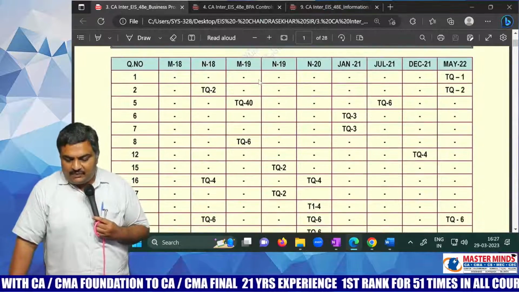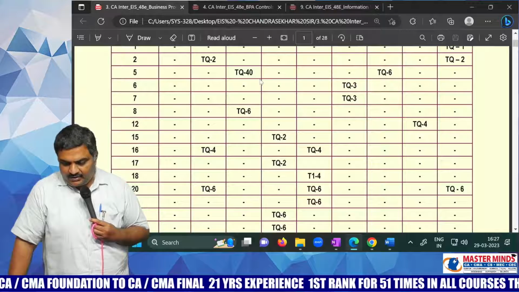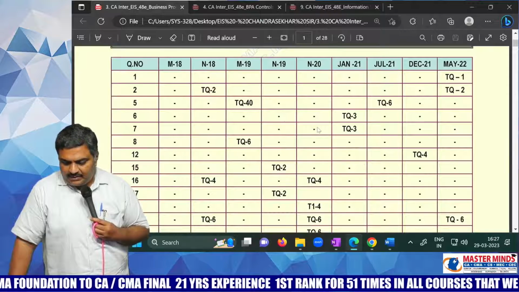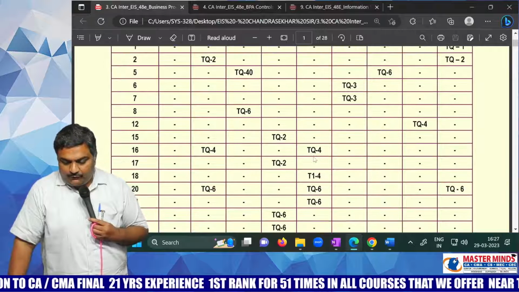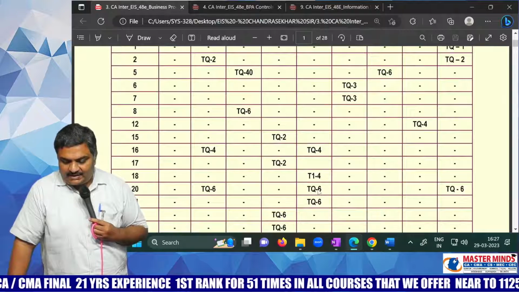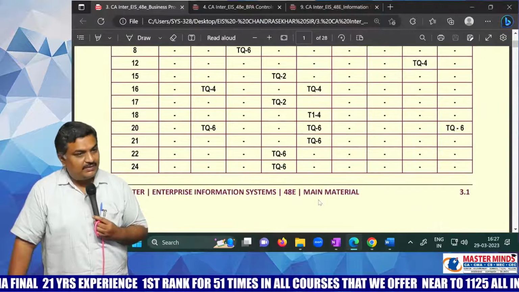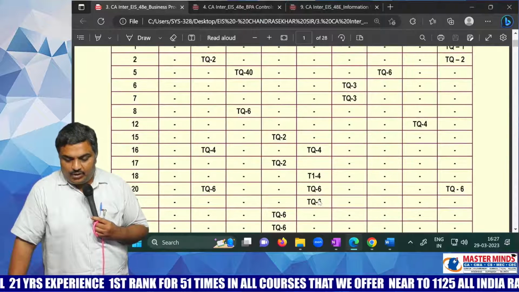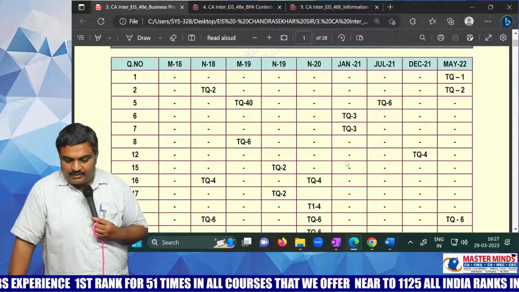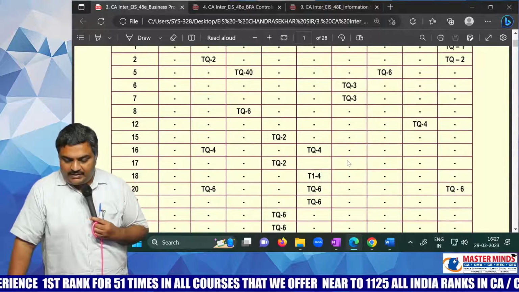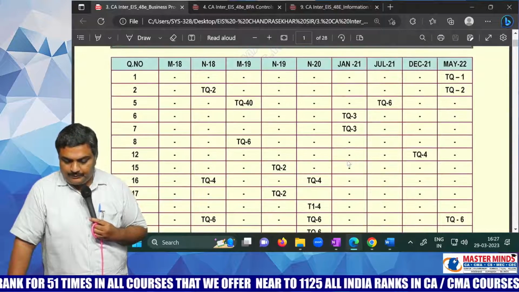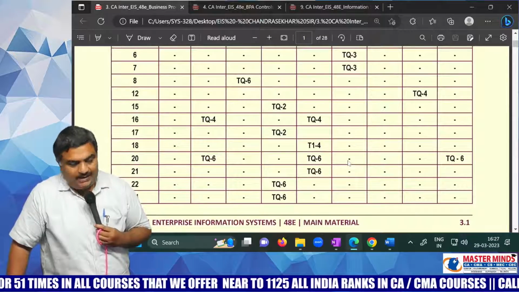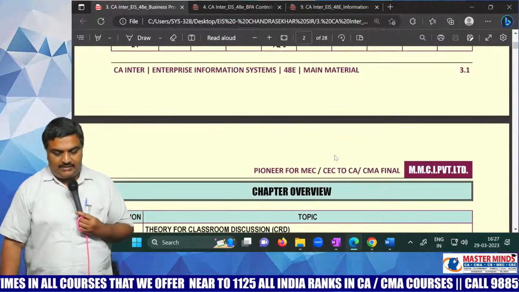Now, what is the weightage of this lesson? In November 24, it was 4, 10, 8, 6, 14, 6, 20 marks. You got it, but not all the time. So on an average, you can say some 4 to 10 marks you may get from this lesson.